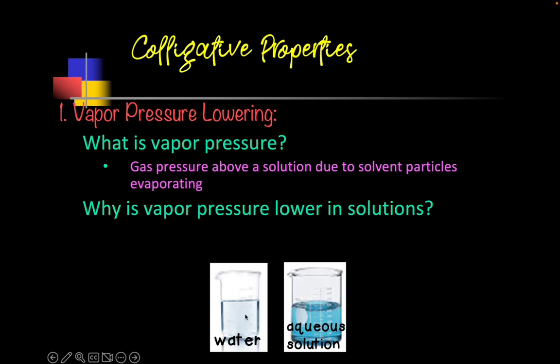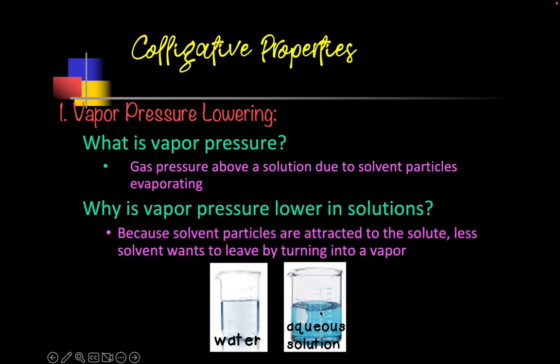In a solution, you no longer have just one kind of particle attracting to itself, like water attracting to water, and then it can evaporate some as it gets some energy. But in an aqueous solution, the reason you have a solution is because there are particles that are attracting to each other. There's at least one type of solute and the solvent that are attracting, and they make that homogeneous mixture. Well, because of that, those solvent particles don't want to leave. They don't want to leave that solution because they're attracted to the solute.